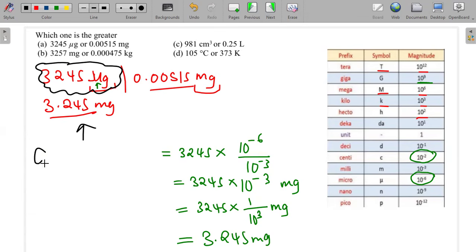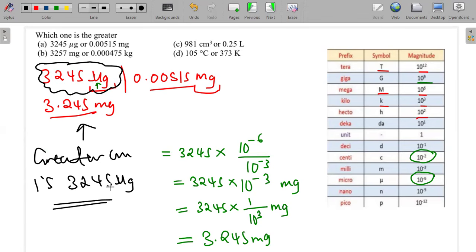So you're going to say the greater one is 3,245 micrograms like that. So it's the greater one, because when I change it to the milligrams, it's actually greater than the other one. Okay, but you're also free, because not all of you are going to use the same method. So someone else can choose to convert the milligrams to the micro. They'll still end up at the same conclusion. All right, so if there are no questions, I'll move to part B.